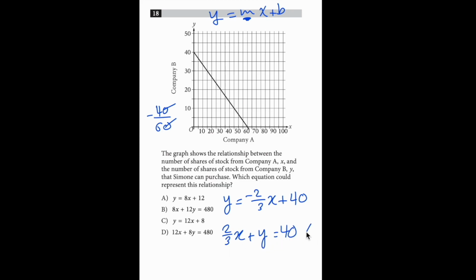Multiply both sides times 3. So it will be 2x plus 3y equals 120. Also we can multiply both sides times 4. So it will be 2 times 4, which equals 8x, plus 3 times 4, which equals 12y. 120 times 4, which equals 480, so the answer is B.